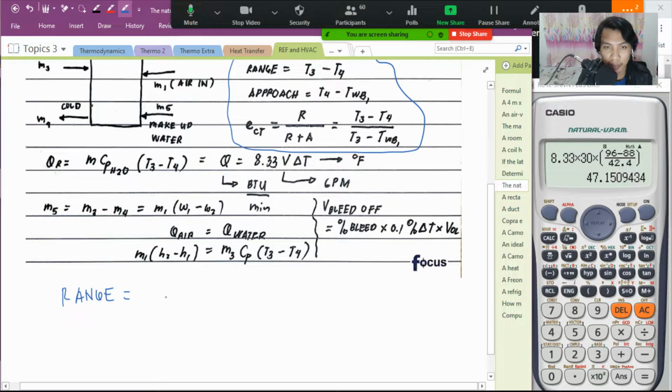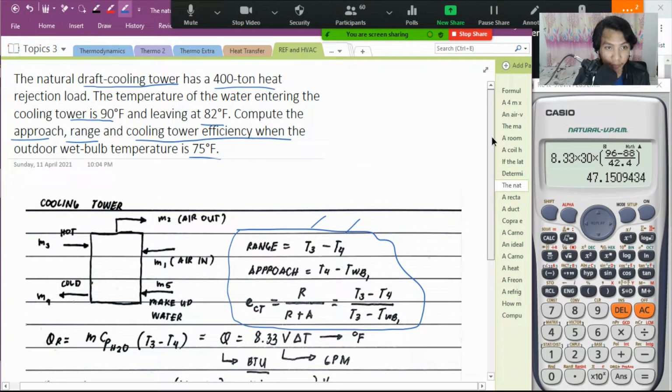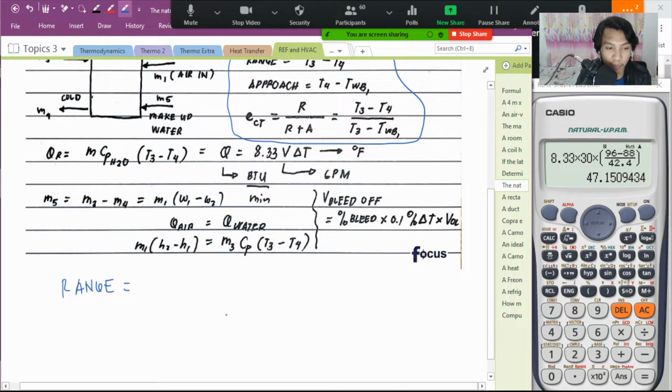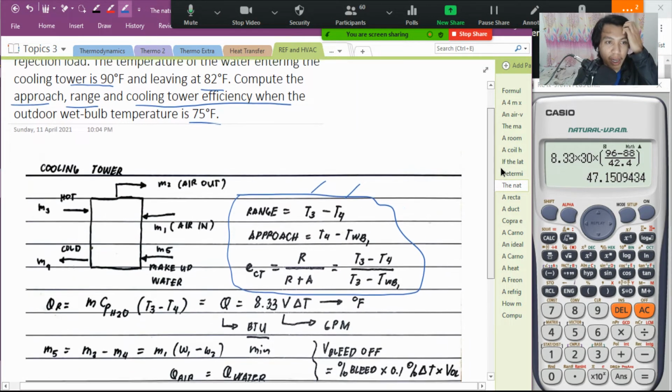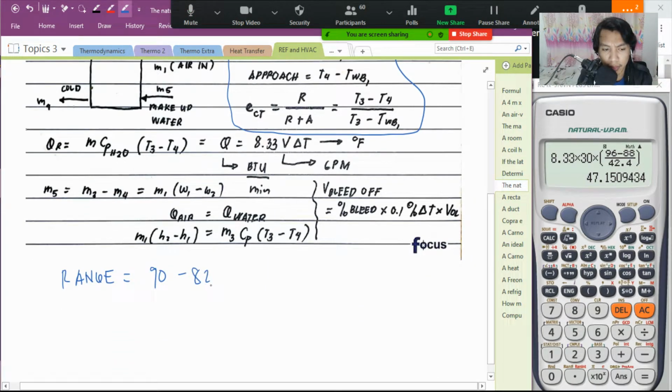Yung range natin. T3, ano ba yung hot water dyan? Entering the cooling tower, ibig sabihin hot water 90. Tapos, leaving the cooling tower, slightly cold, that is 82. Okay. So, this is 8 degrees Fahrenheit. Approach.